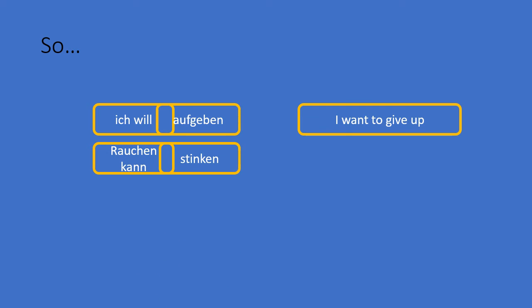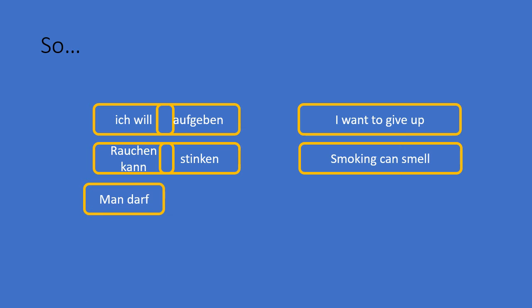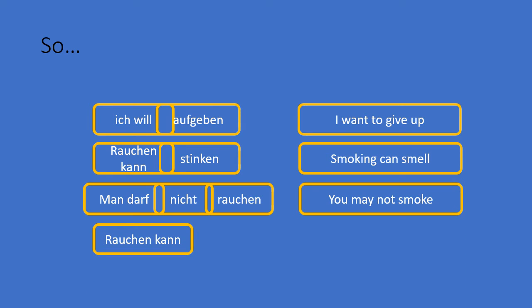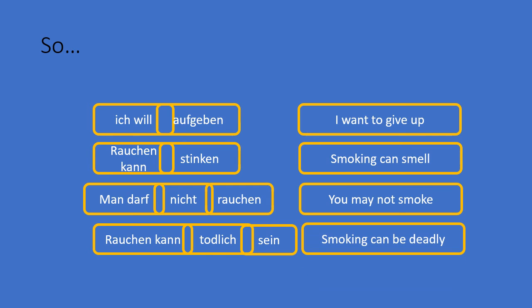Rauchen kann stinken. Smoking can smell. Man darf nicht rauchen. You may not smoke. One may not smoke. Rauchen kann tödlich sein. Smoking can be deadly. There should be a wee umlaut on that O. Okay, so make a note of these phrases in your jotter.